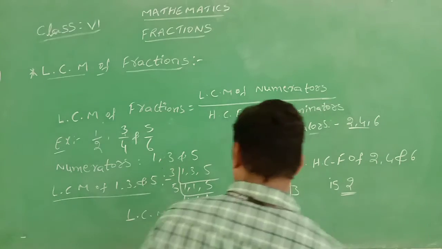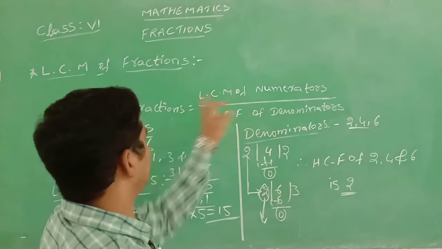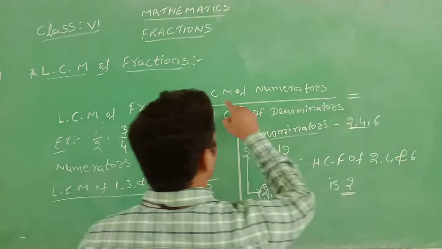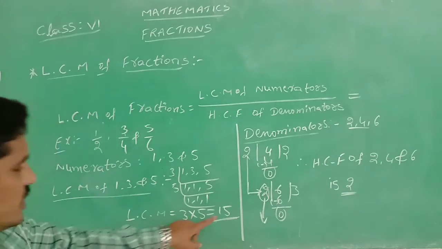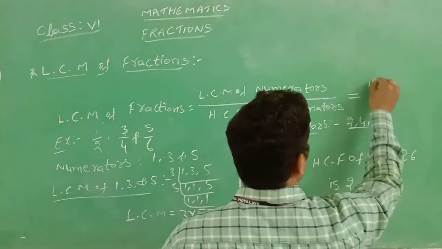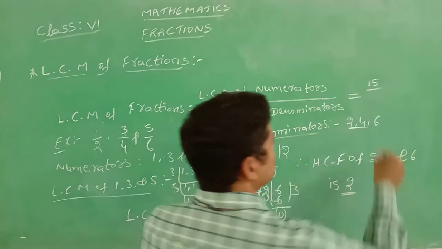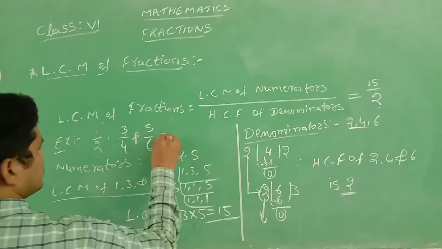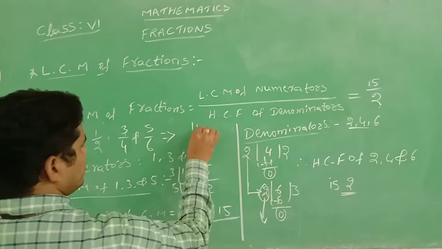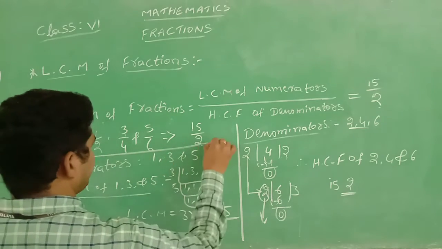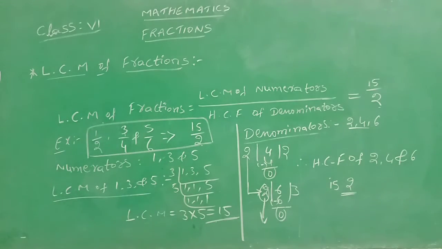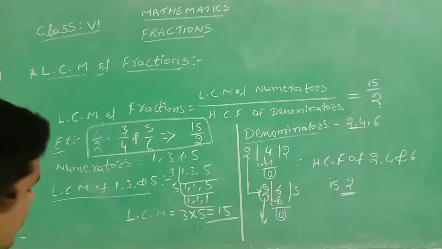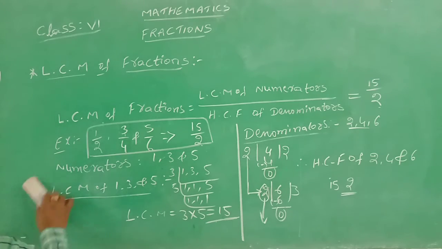Now, to write the LCM of the given fractions 1 by 2, 3 by 4 and 5 by 6 using the formula, the LCM of numerators we got as 15 and the HCF of denominators we got as 2. So the answer is 15 by 2. Okay, this is the way of finding the LCM of the given fractions. Next, one more example we can consider.